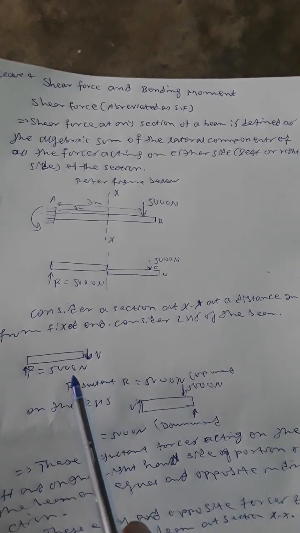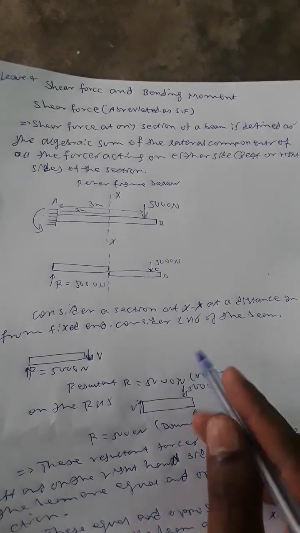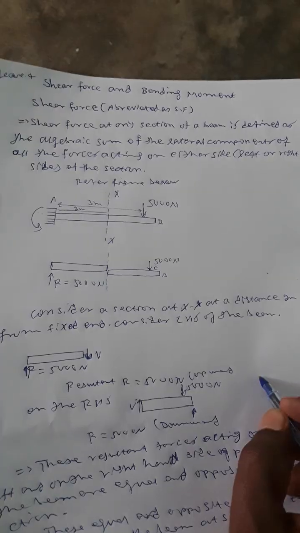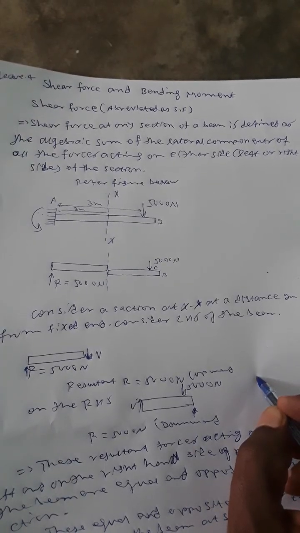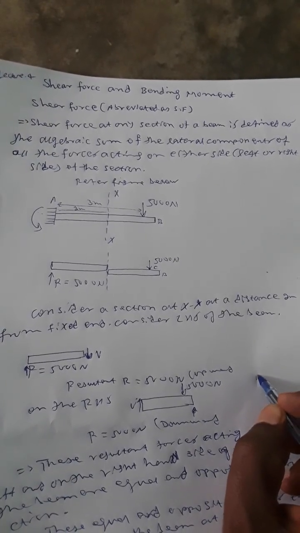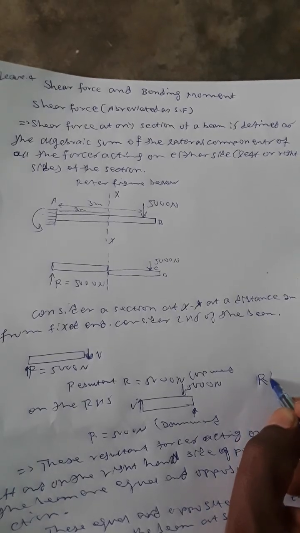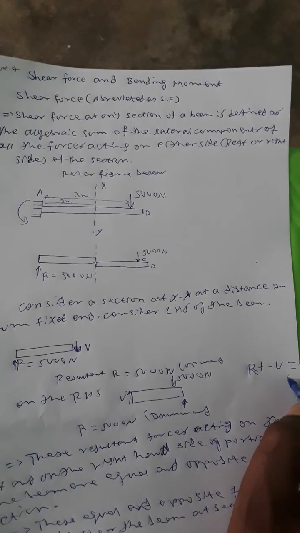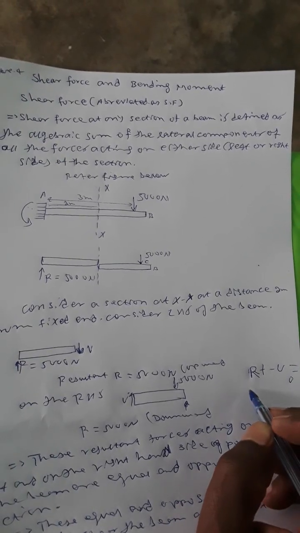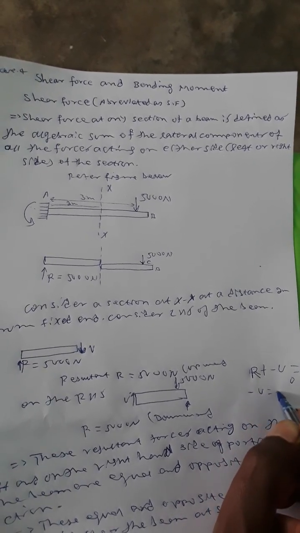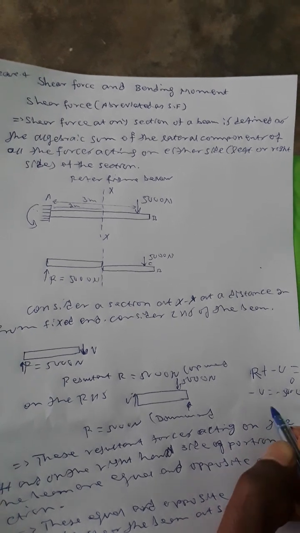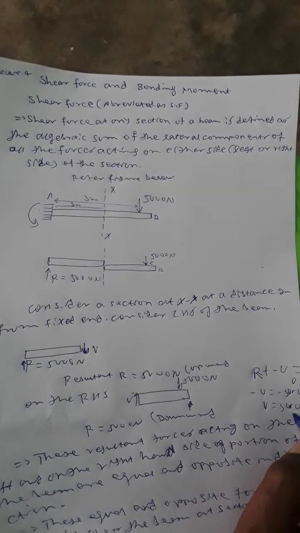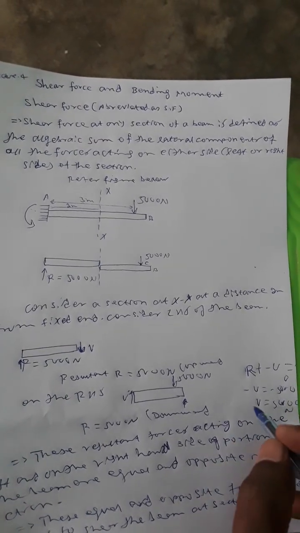Shear force V is... this resultant is 5000. This is R. R plus or minus V is equal to 0. So minus V is equal to minus 5000, and V is equal to 5000 Newton. This is the shear force.